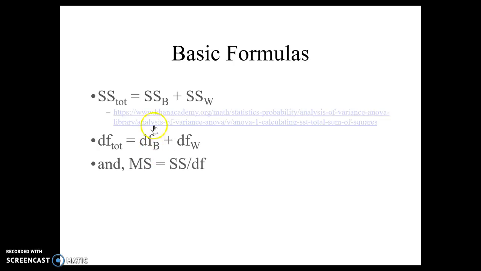So we can have a mean square of between, this one divided by this. We can have a mean square of within, this one divided by this one. In fact, that's how we get our F test. It's the mean square between divided by the mean square within.